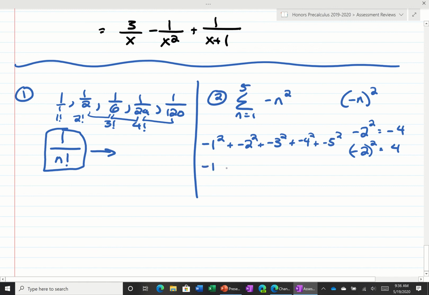This would be negative 1. This would be negative 4, negative 9, negative 16, and negative 25. If you add all those together, you'll get negative 55.